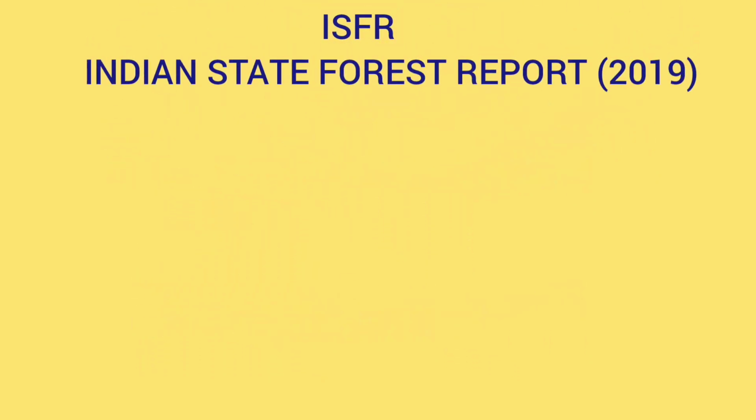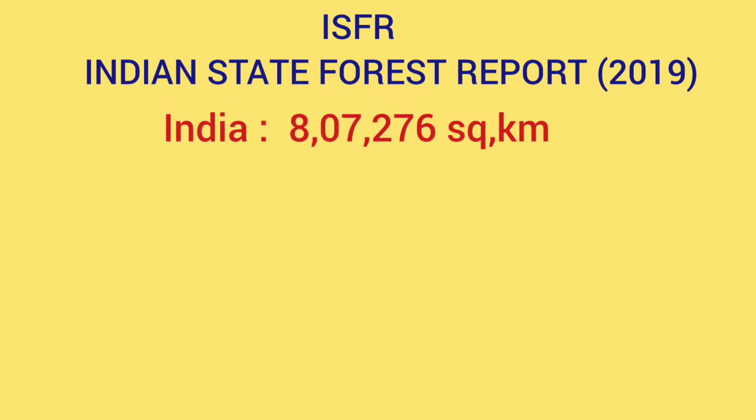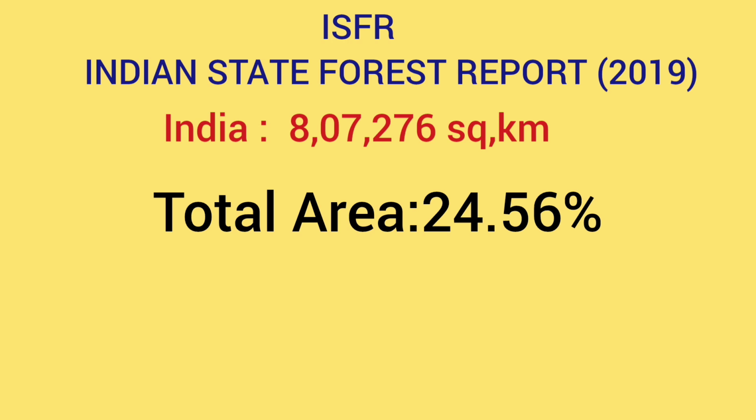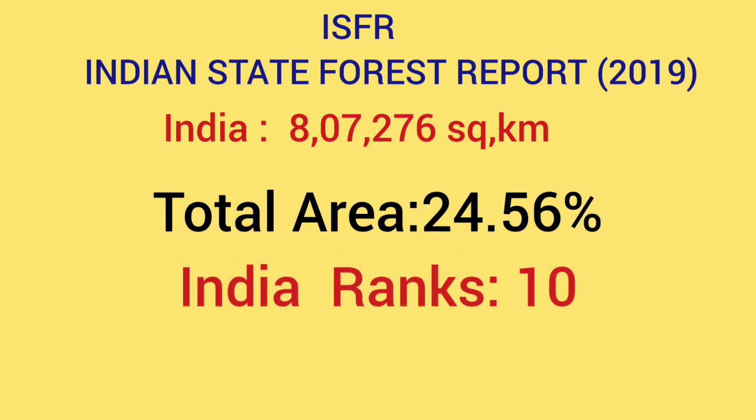ISFR, Indian State Forest Report. According to Indian State Forest Report 2019, the total area under forests and tree cover in India is 8,07,276 square kilometers. That is 24.56% of the total area. In the global position of forest area, India ranks 10.